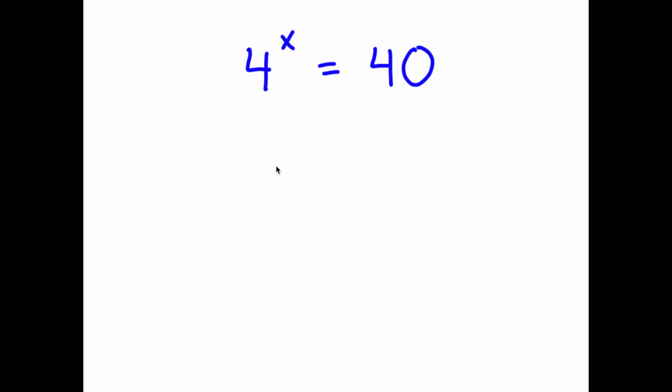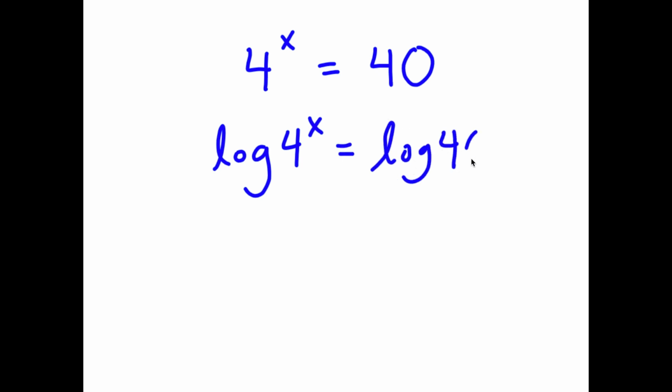Alright, so in this problem, I have 4 to the power of x is equal to 40. So to solve this, I'm going to start by taking the log on both sides. So now I have log of 4 to the power of x is equal to log of 40.